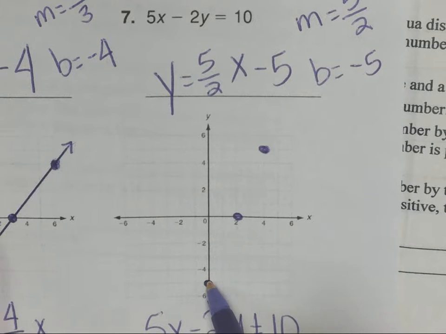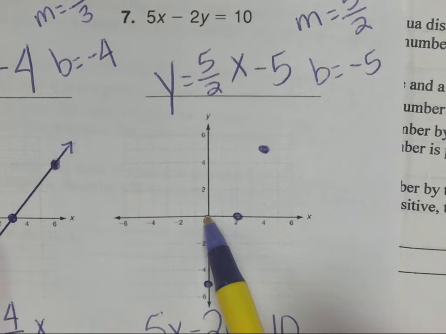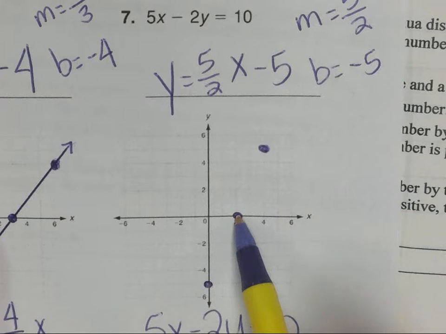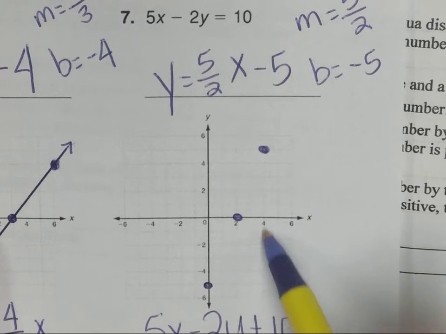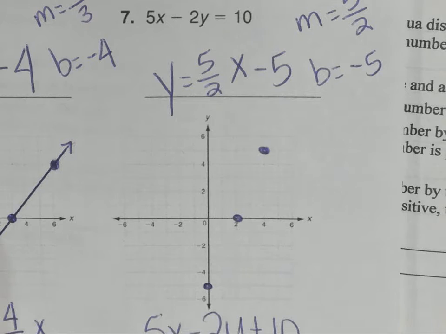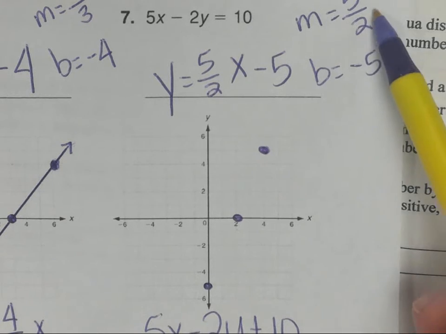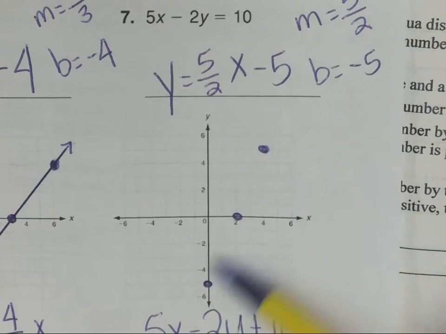Well, if I'm at negative 5 and I go up 5, that's at 0. Right 2 gives me 2. I forgot to go over 2. Yeah, don't forget the over 2. So up 5, right 2, up 5 more, which puts me at positive 5. Right 2 more puts me at 4. Isn't this a positive slope? It is a positive slope because our slope is positive and it's increasing. It's going up.